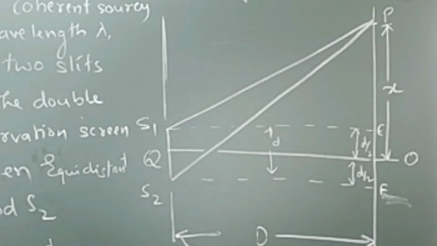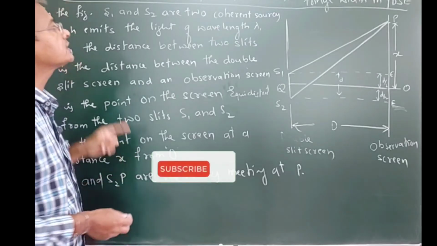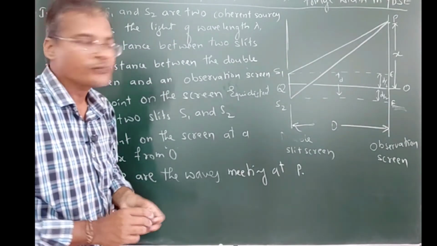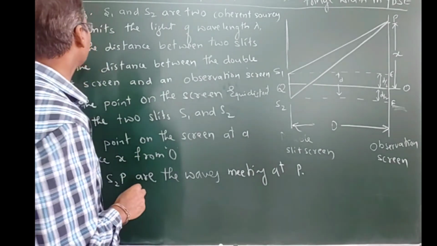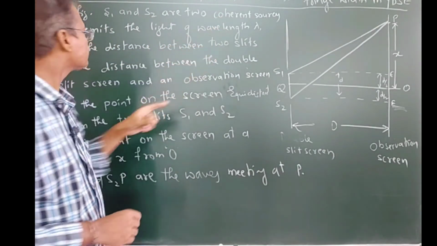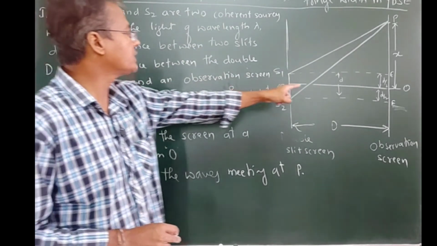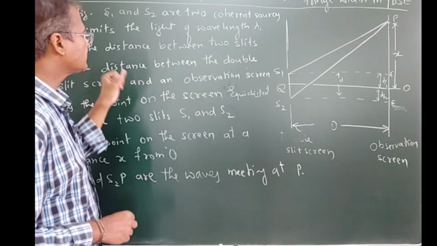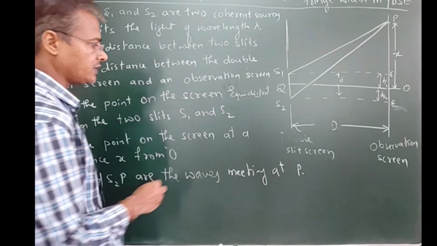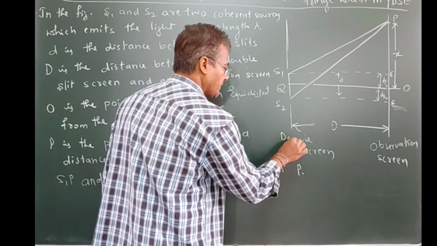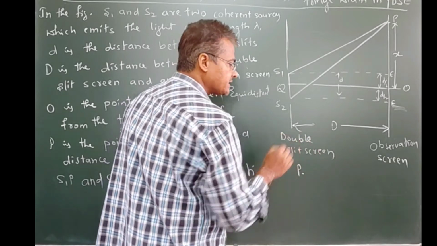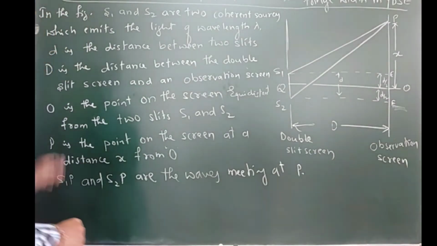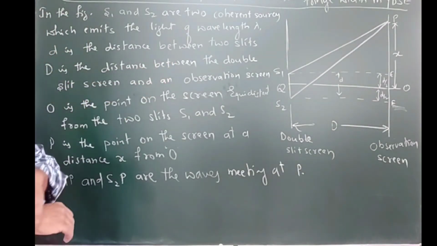S1 and S2 are two coherent sources which emit light of wavelength lambda. Small d is the distance between the two slits, and capital D is the distance between the double slit screen and the observation screen.